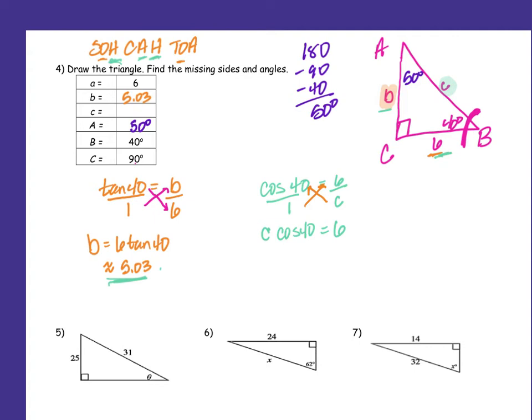Well, what I'm going to do is divide by cosine of 40, which is just some number. If I type it into the calculator, it's just going to give me a number. So I'm just going to divide by the cosine of 40 on both sides.